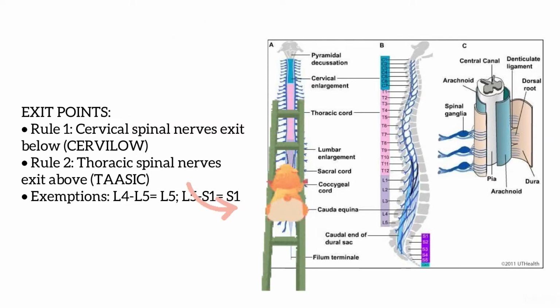For the thoracic level and below, it is your thoracic. So when you are asked which spinal nerve exits between certain thoracic levels, it is always the level above. So if you're asked what exits between T6 and T7, it will be T6. With the exemption of the levels for L4 and L5, so what exits between those is L5. And between L5 to S1, it is the S1 spinal nerve that exits between those levels.